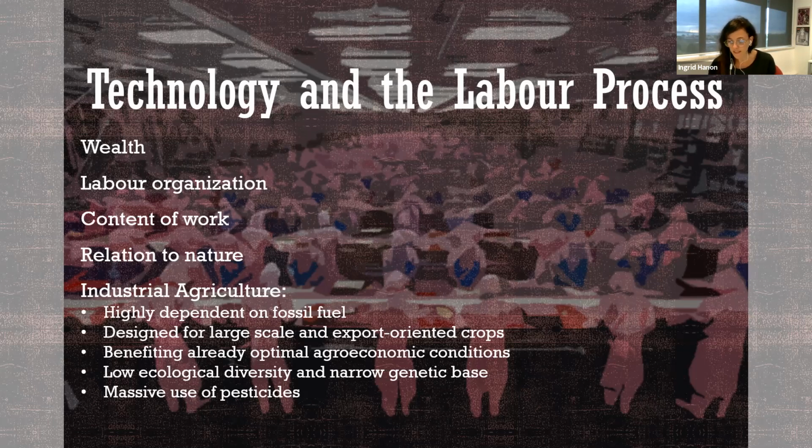One clear example of this is the technological package of the Green Revolution, highly dependent on fossil fuels, designed for large-scale and export-oriented crops like soy, rice, corn, and wheat, and that benefits already optimal agroeconomic conditions, disregarding the requirements of small-scale production and subsistence crops. This without mentioning the low ecological diversity of industrial agriculture and its narrow genetic base. Also the challenge it poses in terms of climate change, its impact on human health, and the dependency it generates in the use of chemical inputs.